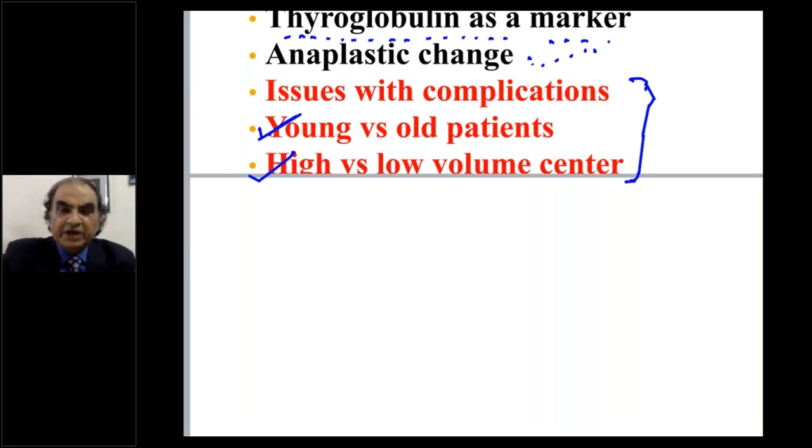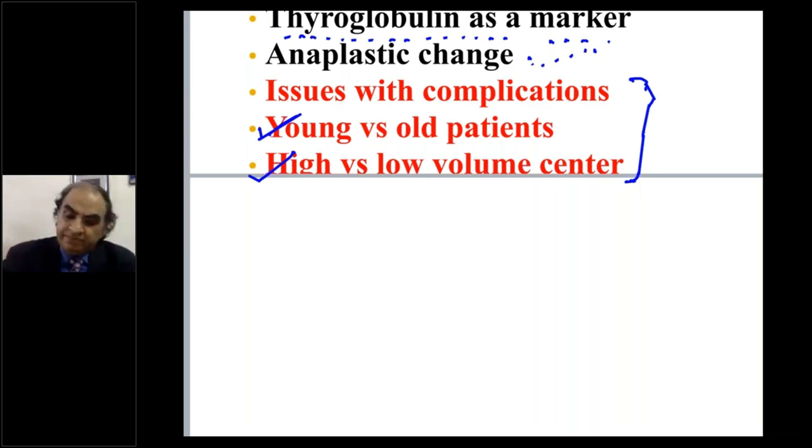If you do total thyroidectomy, you may have to put the young patient on supplements, which can be a problem. Thyroxine for all life. So you must take into consideration if it's a low risk tumor in a very young patient, and if it is going to be for a long time, we may do less than total thyroidectomy.